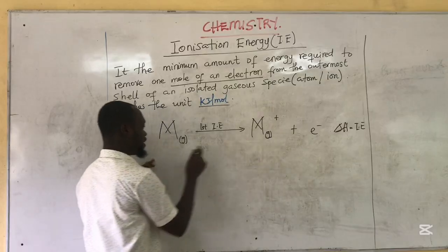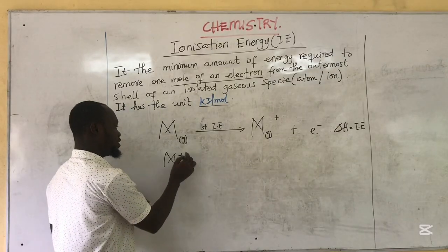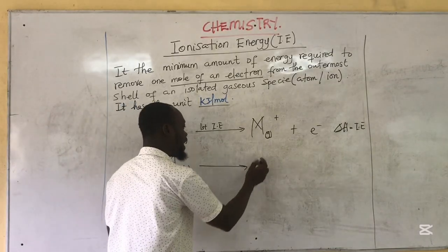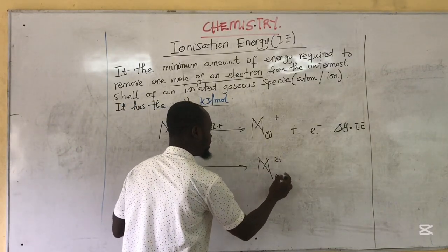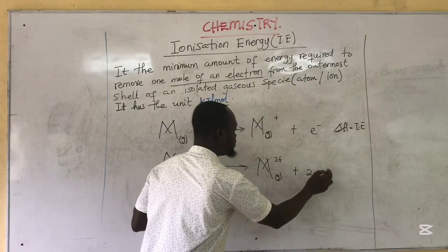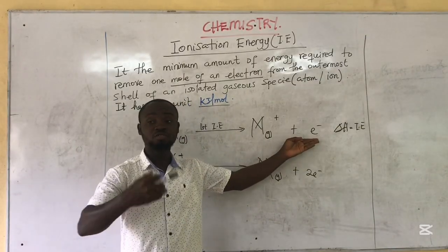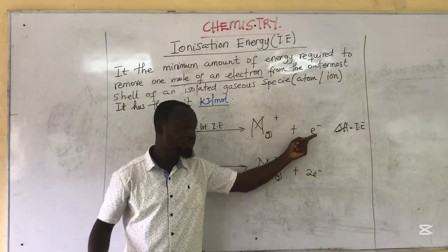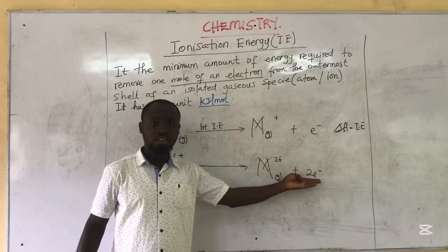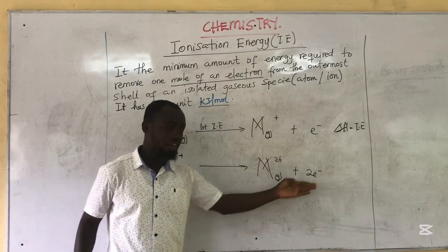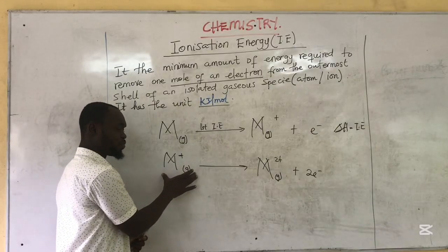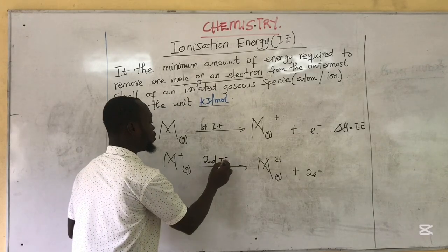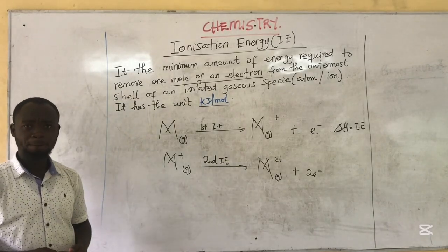If I then take M plus, in its gaseous form, and I remove another electron, it will change to M2 plus, also in the gaseous form. Then you write plus 2e minus. The e minus indicates the number of electrons removed. Over here is one electron, so I just wrote e minus. Here, indicating that we remove the second electron, so 2e minus. Now the energy required to remove the electron from this ion becomes our second ionization energy.